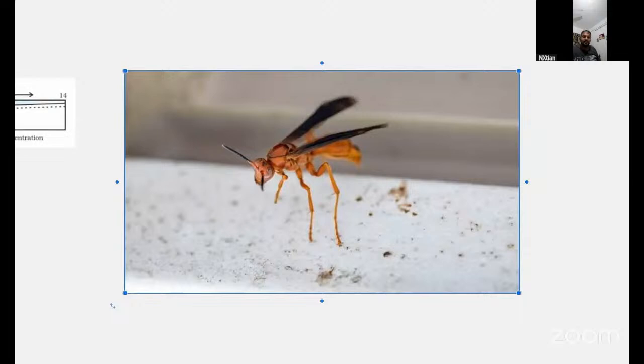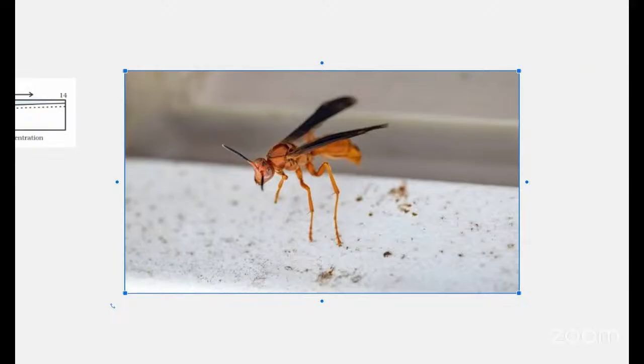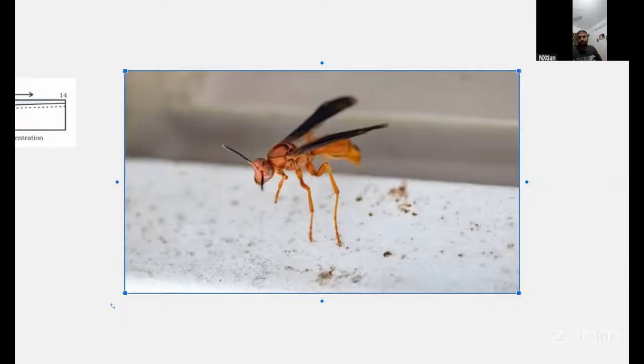Can you see this image? This is a wasp. In Hindi, it is called tataya. When this bites, don't put baking soda. Put lemon, because its bite is alkaline. Put a lemon. Done.